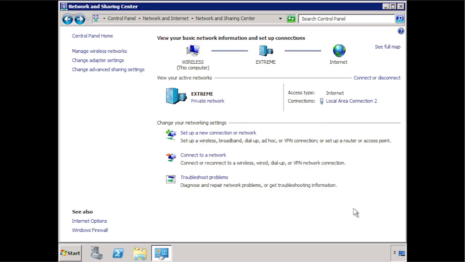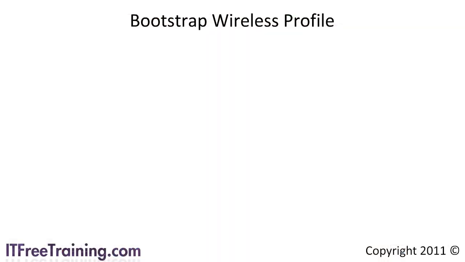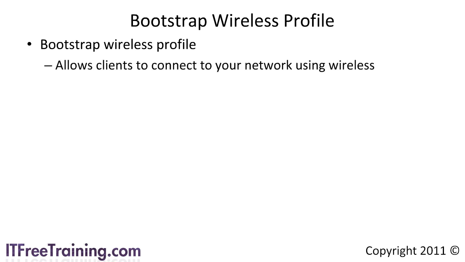This concludes the basics of setting up a wireless network adapter on one computer. Let's have a look at how you would set up wireless adapters on a domain with hundreds or thousands of computers. In order to configure wireless in your domain, you need to create what is called a Bootstrap wireless profile, which is basically a number of group policy settings. Once you create your Bootstrap wireless profile, this will allow your clients to be automatically configured to connect to your network using wireless.